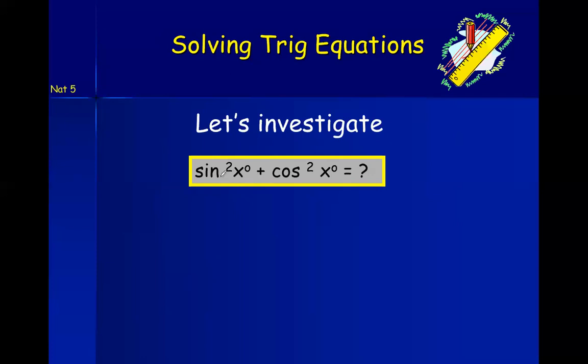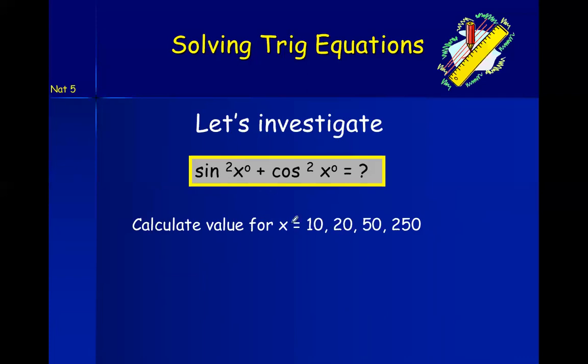So tell them to try sine square of 10 degrees plus cos square of 10 degrees, and they'll find a value. Sine square of 60 plus cos square of 60, and they'll find a value, and so on. Once they've done that, pick one angle. This is going to be a trig identity, because every one of them should give you the same value. So pick one, try that.